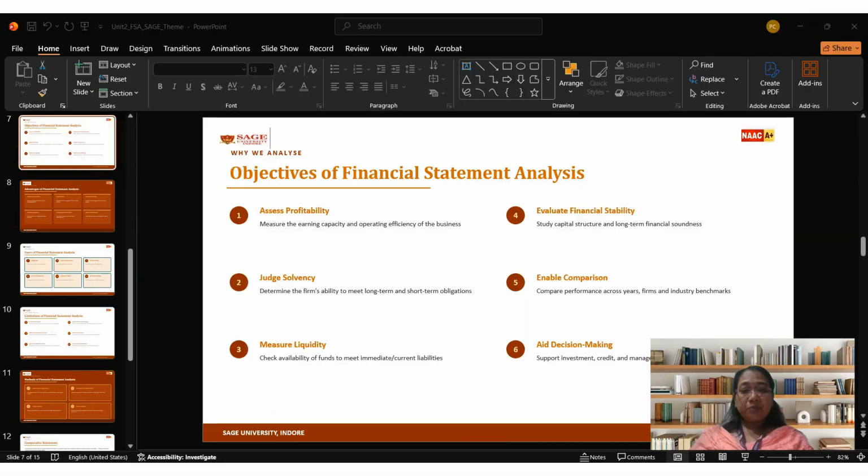Notice how these objectives map directly onto real world questions. Is the company making money? Can it pay its debts? Should I invest in it? That's exactly what financial statement analysis is designed to answer.